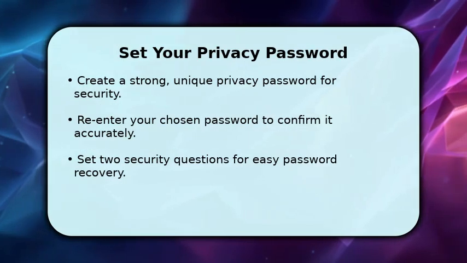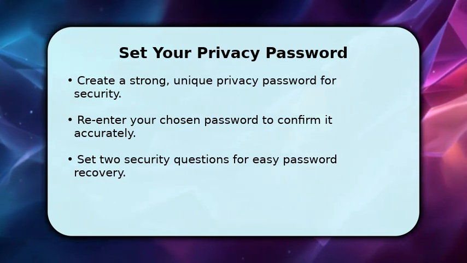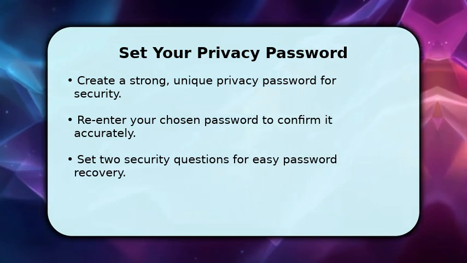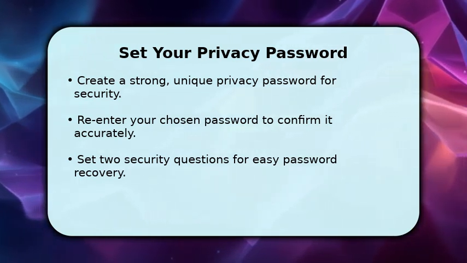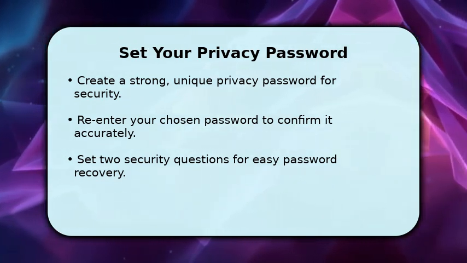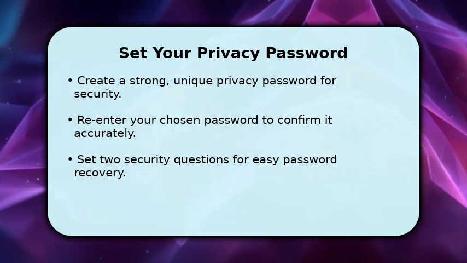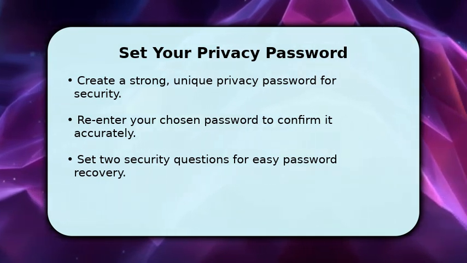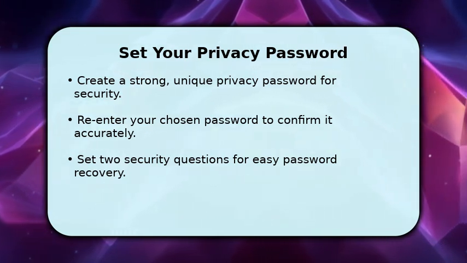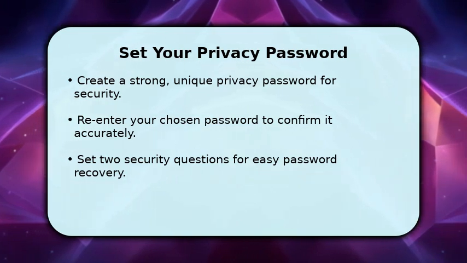Now you will be prompted to set a privacy password. Choose a strong, memorable password that is different from your lock screen password. This adds an extra layer of protection. After setting it, you will need to confirm it by entering it again. Then, select and answer 2 security questions. These questions are vital for recovering your password if you ever forget it, ensuring you always have access.